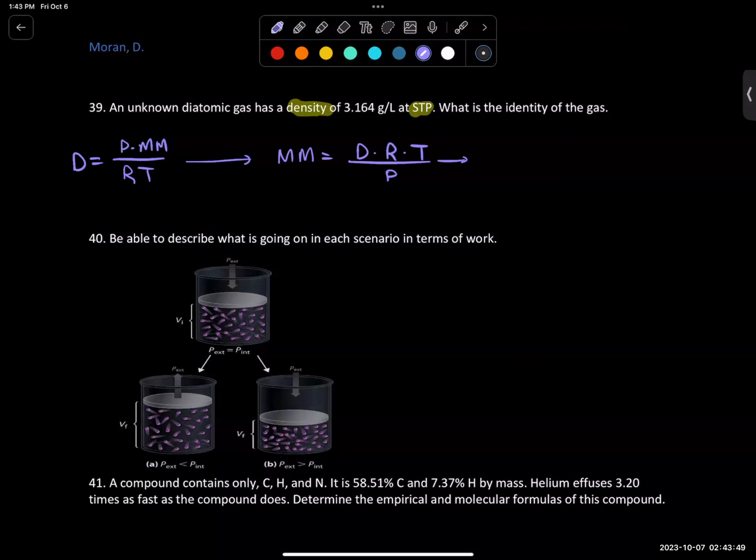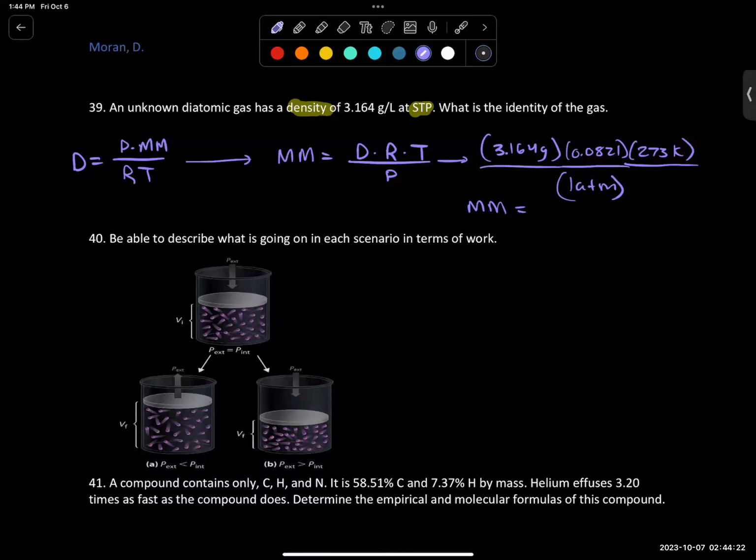Yeah. So plugging in info, 3.164 grams per liter, 0.0821. And then temperature was 273 Kelvin. Remember, it's always in Kelvin. Pressure was 1 atmosphere. And what did y'all get for your molar mass? 70.95 grams. Everyone else confirm or not confirm? The opposite of confirming. Declining, denying.